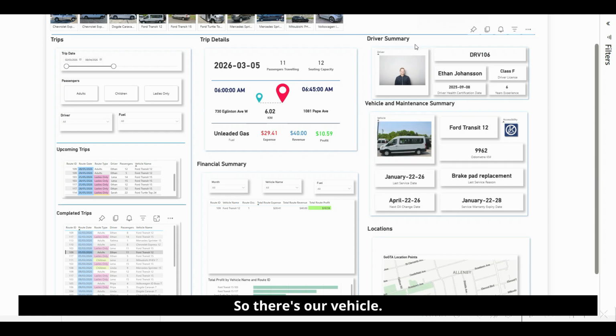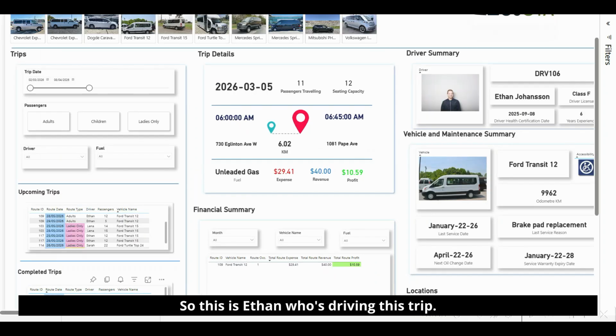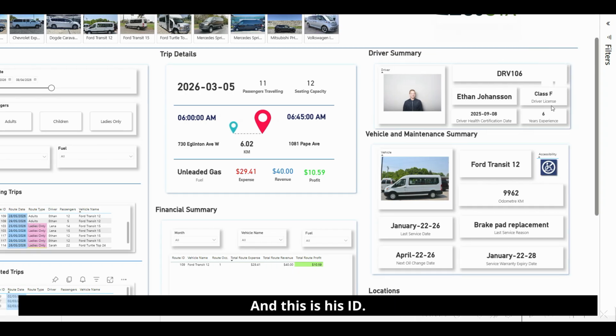So there's our vehicle. And here's our driver summary. This is our driver here. So this is Ethan, who's driving this trip. And this is his ID. He has a Class F license. And this is his last health certification date.